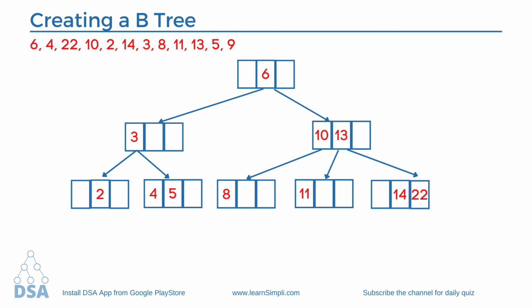Now the last number to be inserted is 9 and 9 is greater than 6, so goes to the right subtree. In the right subtree's root node we have 10 and 13 and 9 is less than both, so it will go to the left child of 10 and there we have 8. As 9 is greater than 8, it will be inserted after 8. So this is how we create a B tree.